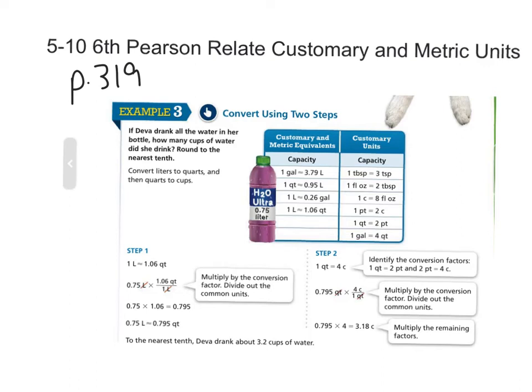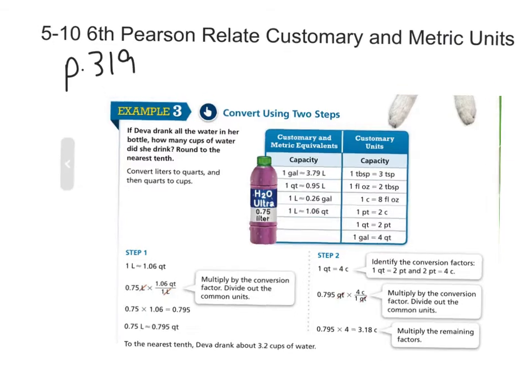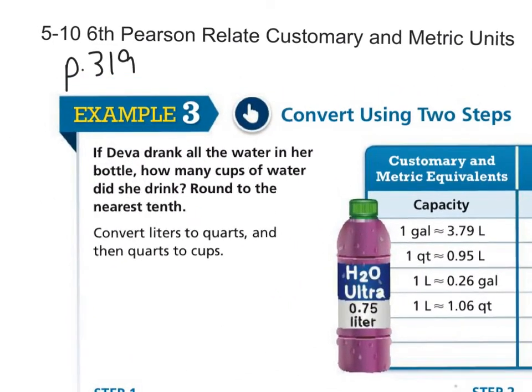Page 319, continuing lesson 510 on relating customary and metric units. If you look at example 3, it says if Diva drank all the water in her bottle, how many cups of water did she drink?